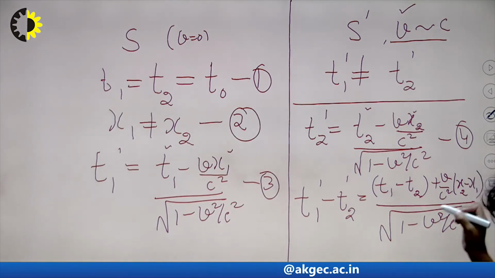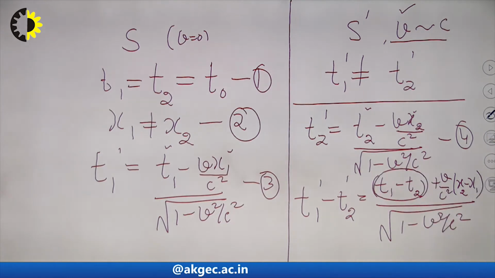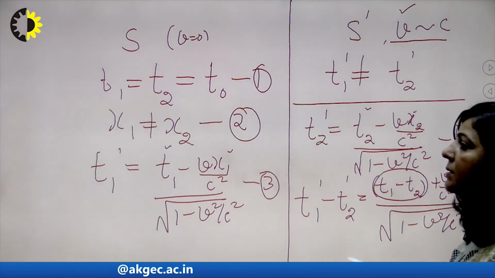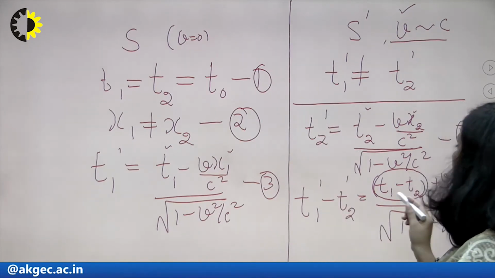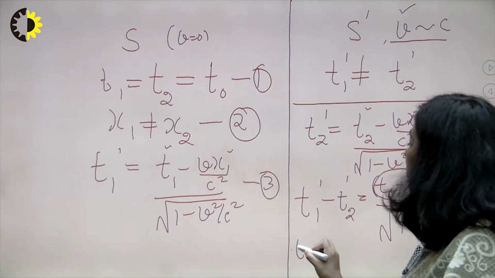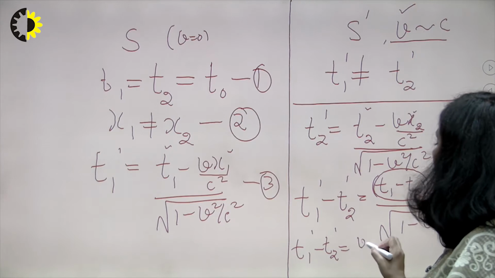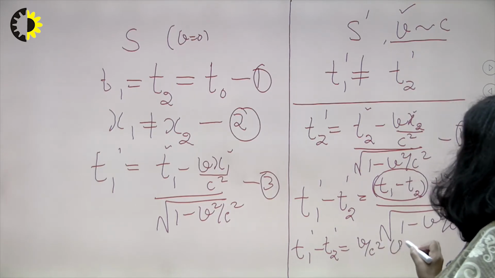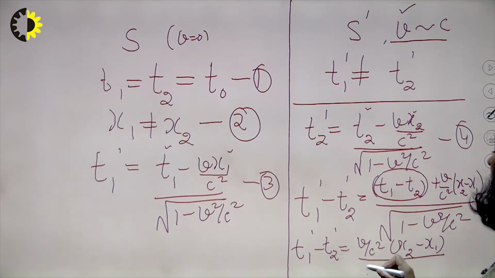So you are reaching at this stage, and you know t1 and t2 both are the same because the events are simultaneous in frame S, and according to equation number 1, both are equal. So if both are equal, this particular term will give you 0. So finally, what do you have? You have here t1 dash minus t2 dash is equal to V upon c square into x2 minus x1 upon root 1 minus V square upon c square.